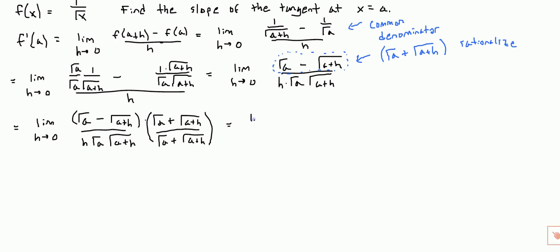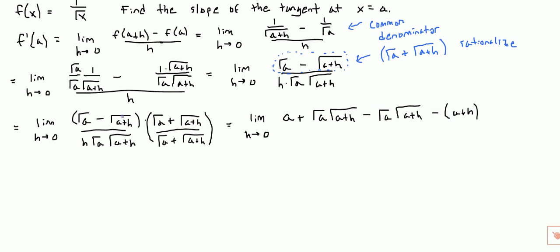Alright, so square root of a times square root of a, that's going to give us an a. And then square root of a times root a plus h, that's going to give us plus root a times root a plus h. And then we're going to have a minus root a plus h from this term times this term. And then we're going to have a minus quantity a plus h. All right?